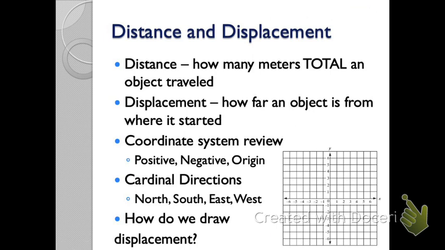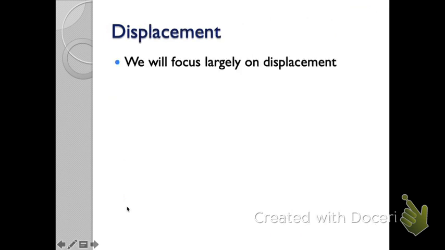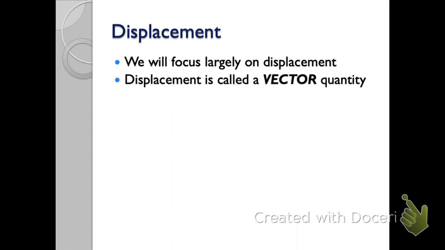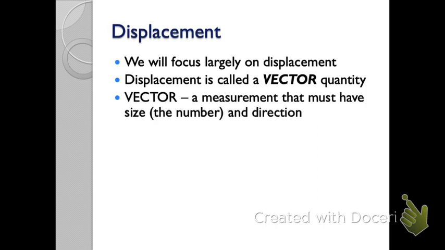All right, let's talk a little bit more about displacement. That's really what we're going to spend our time working with in this chapter, is we work with displacement much more often than we work with distance. Displacement is a type of measurement called a vector. A vector is a measurement that has to have both size and direction. It has to have magnitude and direction.